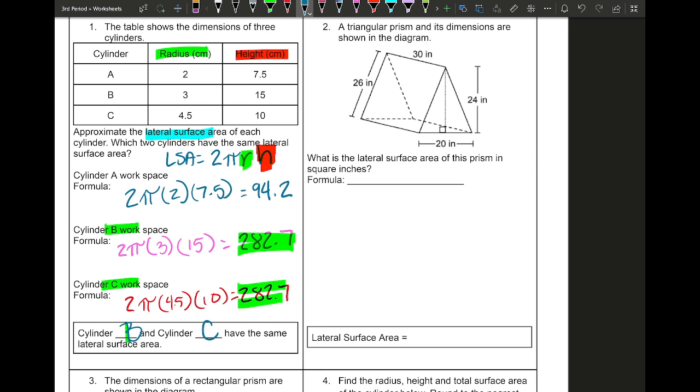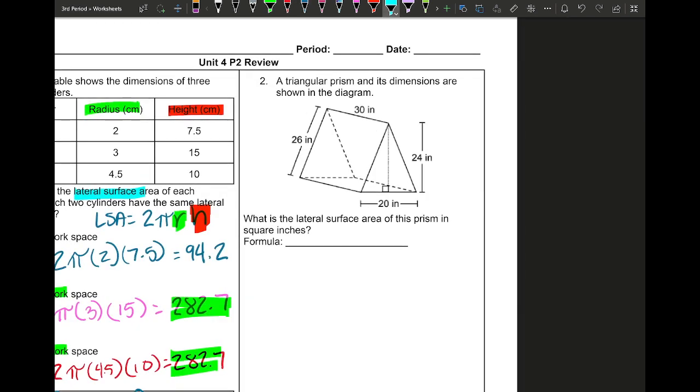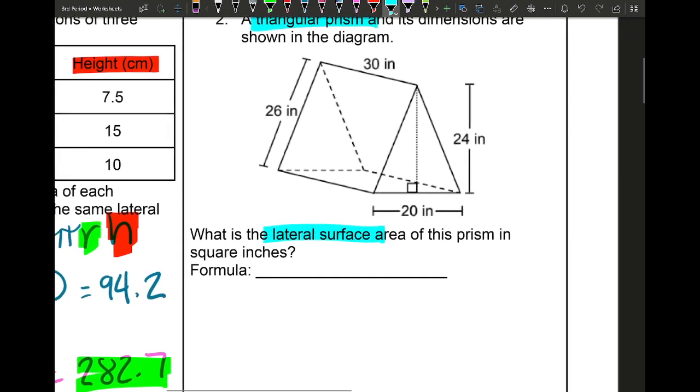Any questions? Number 2. We have a triangular prism and we're looking for the lateral surface area. Now, since this is a triangular prism, what shape is my base? Triangle. And I have a triangle right here and another one on the back. So I have 2 of them. All prisms have 2 bases.